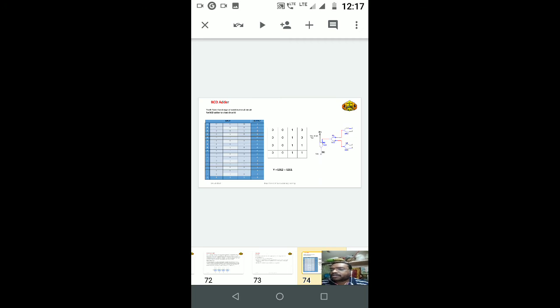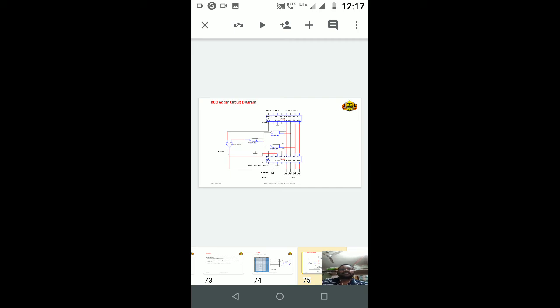With the help of this final Boolean equation, you can draw the final logic diagram for this BCD adder. We see the final logic diagram in the next slide. This is the final logic diagram for the BCD adder circuit.